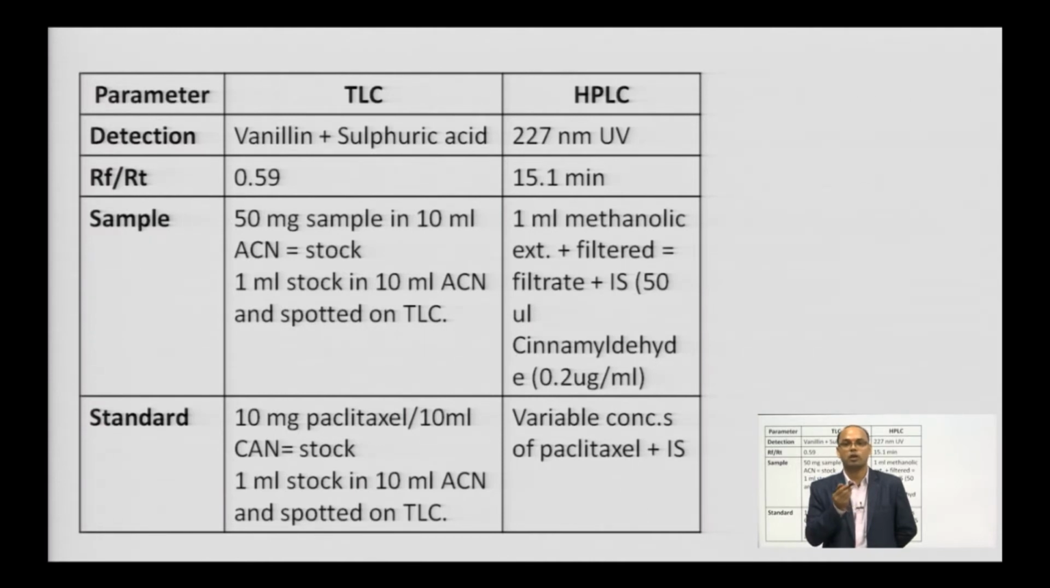After this, you should spot the appropriate quantity of the sample on the TLC plate. The standard was prepared by dissolving 10 mg of paclitaxel in 10 ml of acetonitrile. Here ACN is acetonitrile, and this is the stock solution, and from this stock solution 1 ml is taken and dissolved in 10 ml of acetonitrile and spotted on the TLC plate. In this way you can develop the TLC plate and visualize it using vanillin sulfuric acid reagent, and the RF value of paclitaxel was found at 0.59.